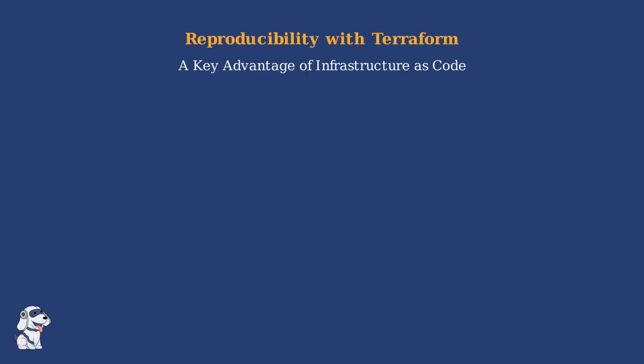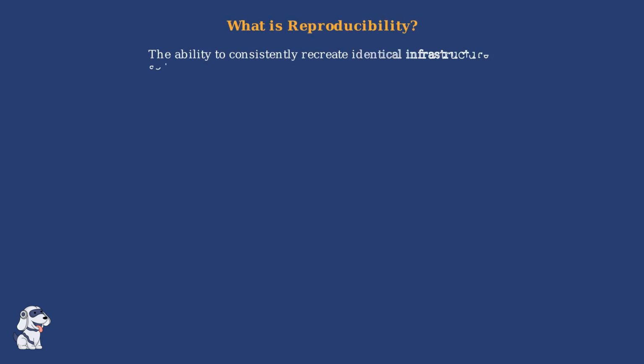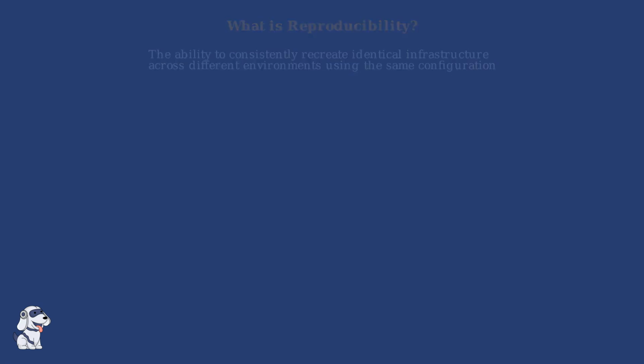Reproducibility is one of Terraform's most powerful advantages. It ensures that your infrastructure can be consistently recreated across different environments using the same declarative configuration. Reproducibility in infrastructure as code means the ability to consistently recreate identical infrastructure across different environments using the same configuration. This is fundamental to reliable software deployment.